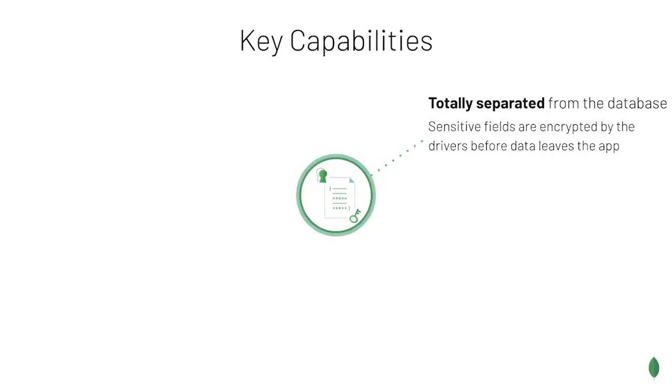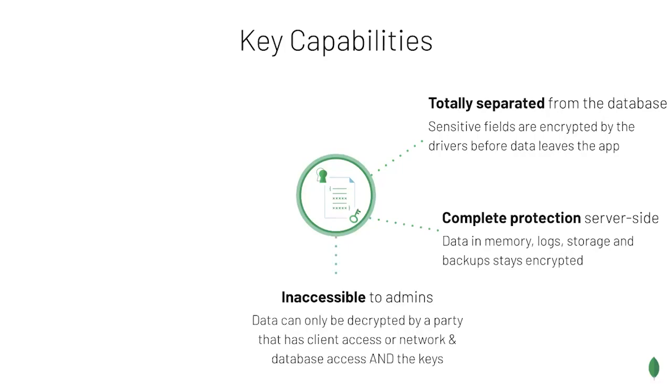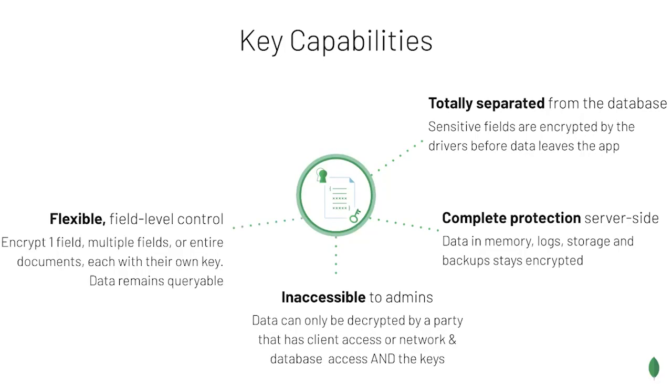So in terms of key capabilities, firstly, it's totally separated from the database. So sensitive fields, as I mentioned a moment ago, are encrypted by the MongoDB drivers before data leaves the application. It gives you complete protection server-side because data as it's in memory, and then when it's persisted down into logs, to storage, to backups, it remains encrypted. It's inaccessible to administrators. So data can only be decrypted by a party that has client access or that has network access and database access and the encryption key. So it dramatically reduces the surface area of attack.